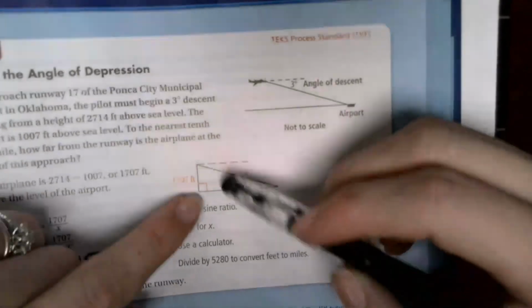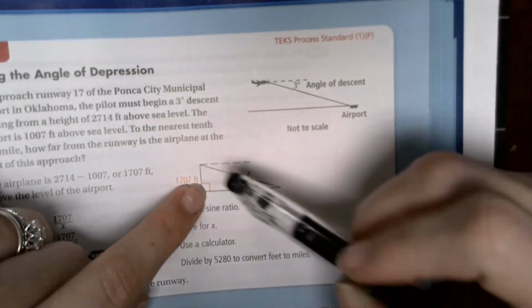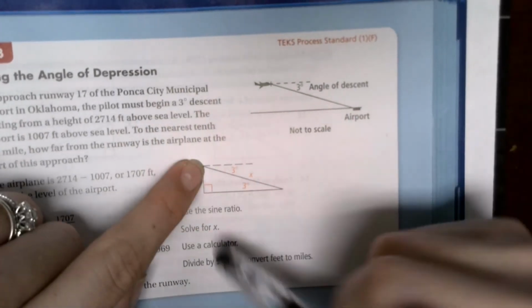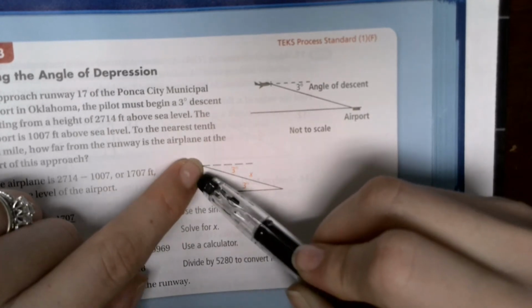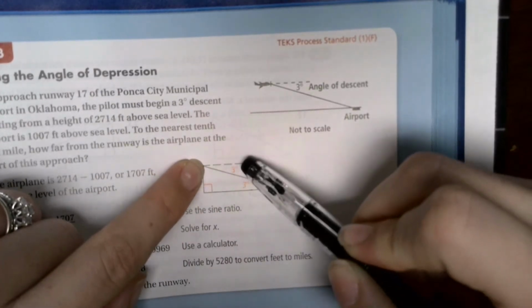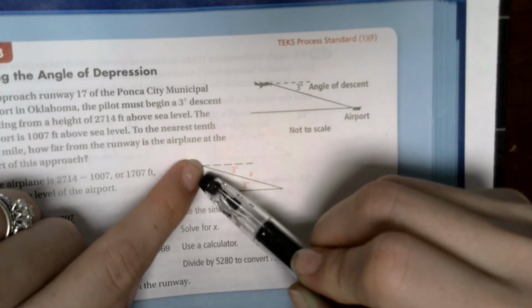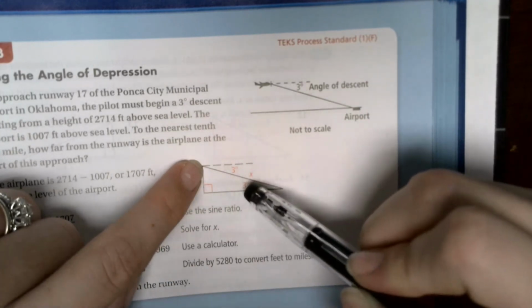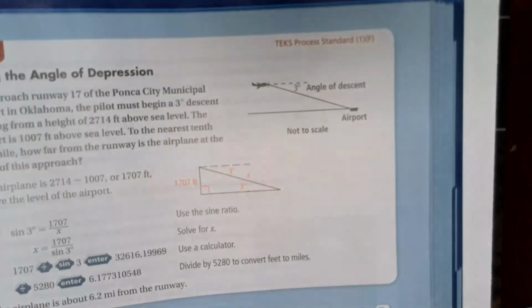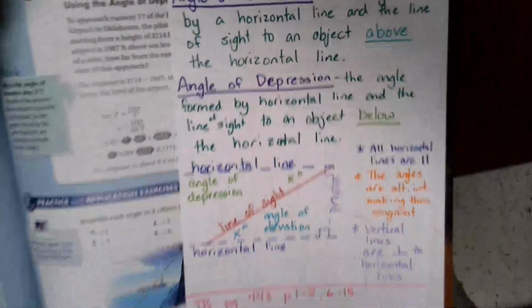Just as a reminder, we can always use 90, and that this angle isn't also going to be 3 degrees. If we wanted to find this angle, it would be 90 minus 3. So this angle would actually be 87 degrees right here, and this angle would be 3. So please keep that in mind, but that's what 10-4 angles of elevation and depression are all about.